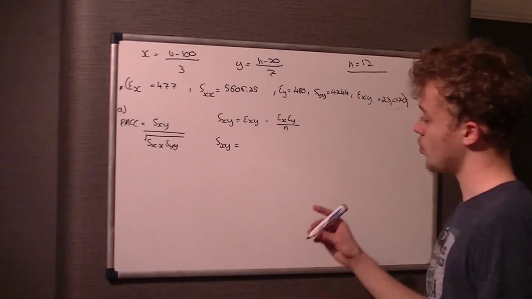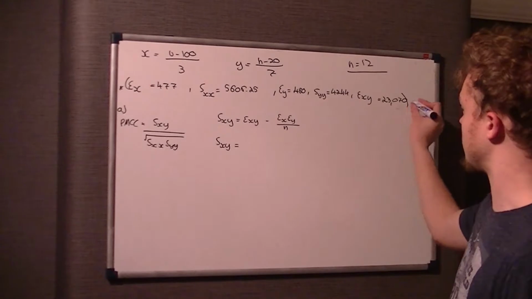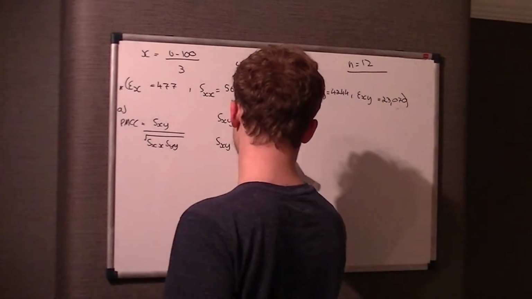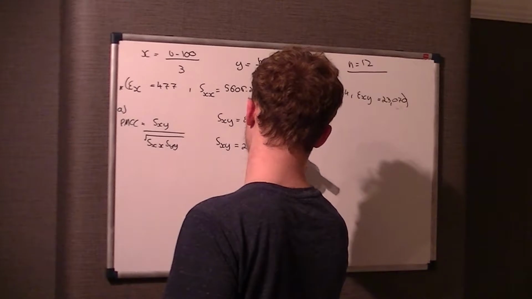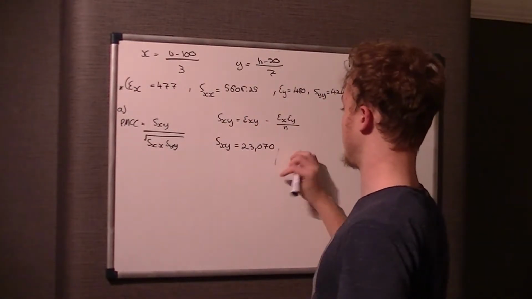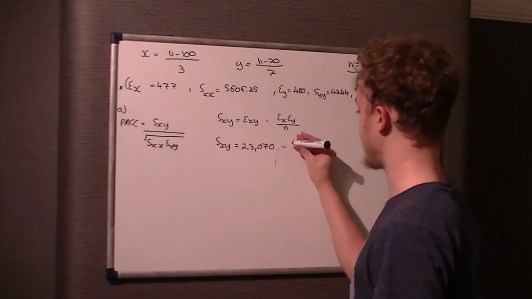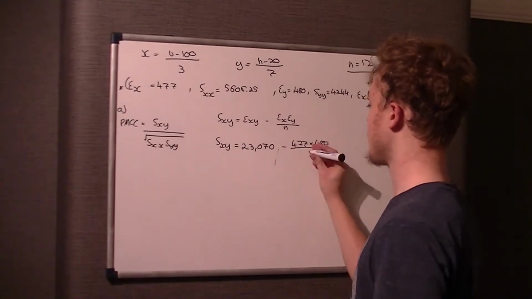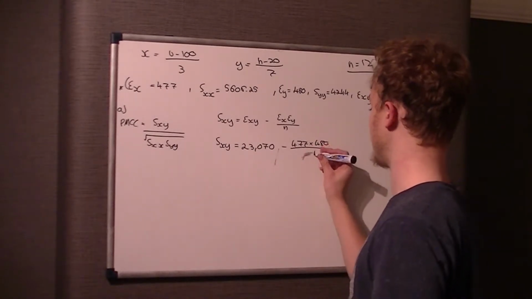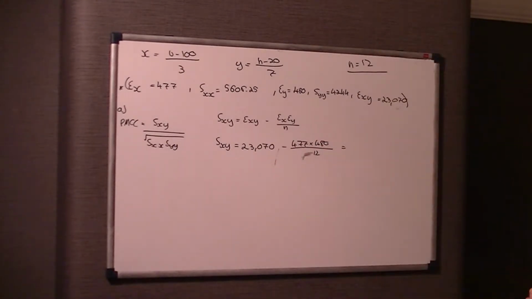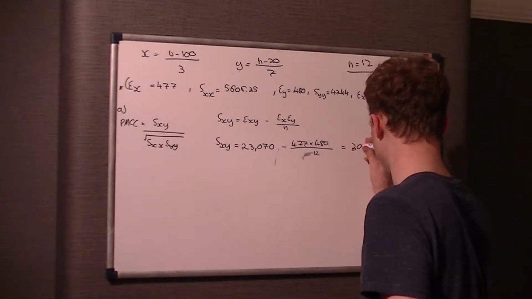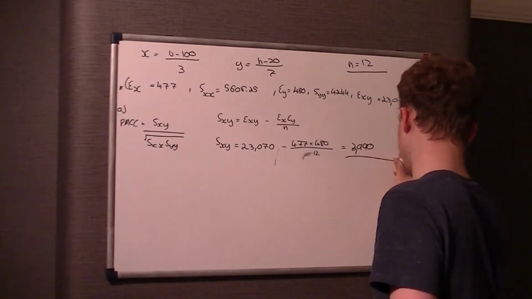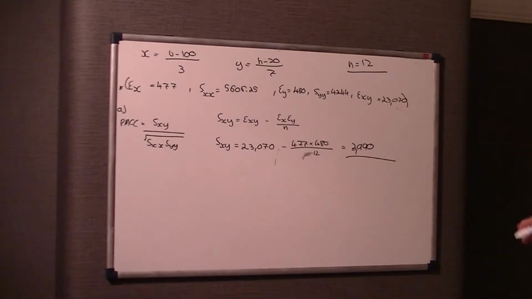So the sum of XY, well, that's the final one, so that's 237,070. Take the sum of X times the sum of Y, so it's take 477 times 480 over 12. And if you work that out, you would get a value for SXY of 3,990.